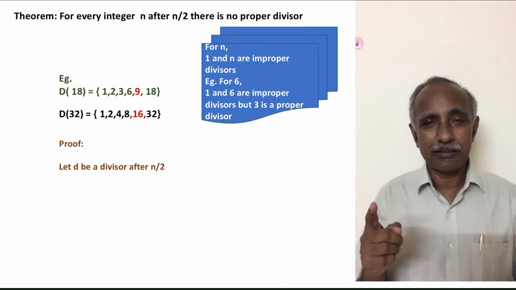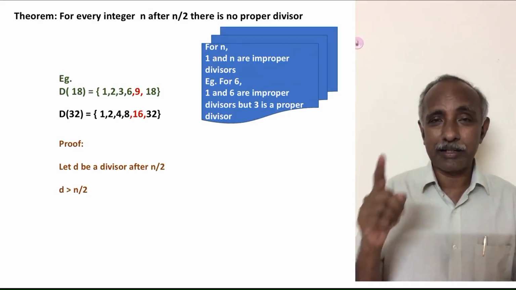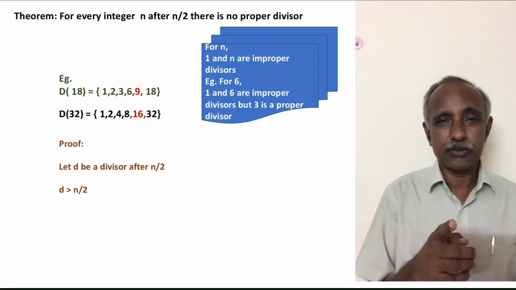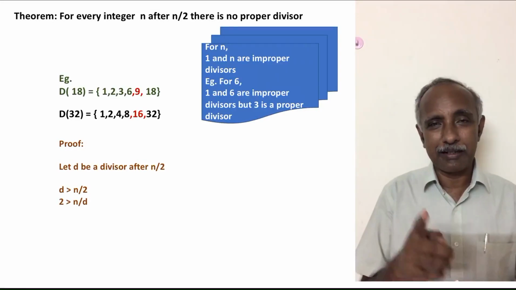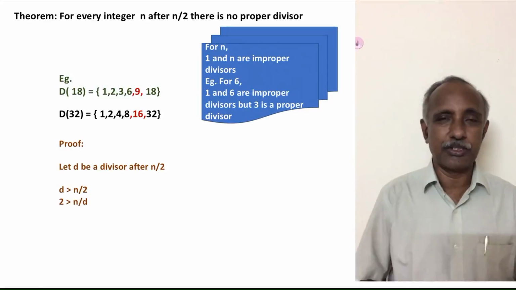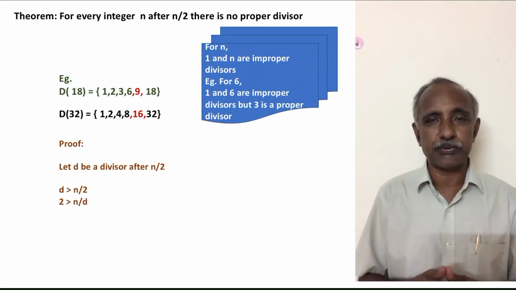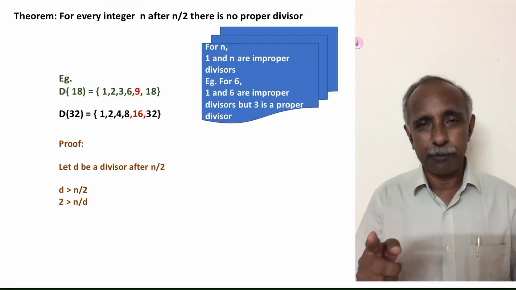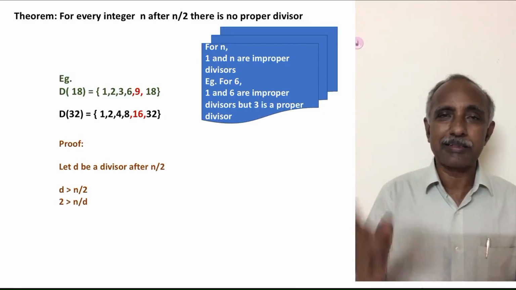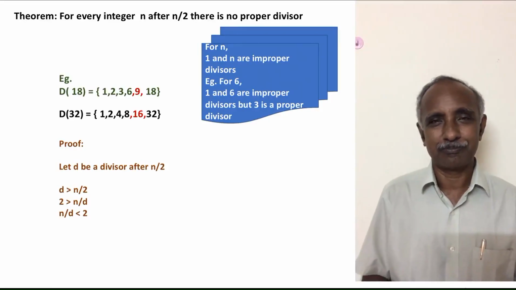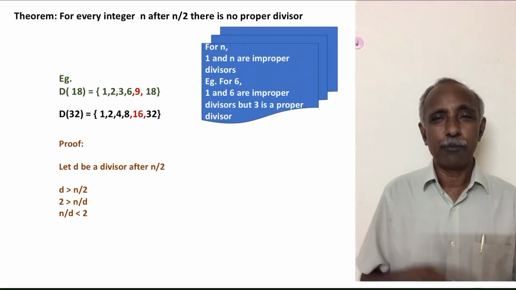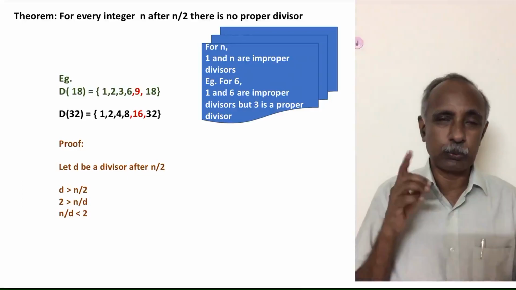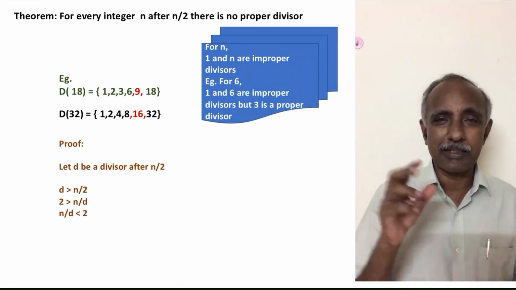2 is greater than d, d is greater than n by 2. That means 2 is greater than n by d. You can interchange these two because these two are positive numbers. So 2 is greater than n by d, or n by d is less than 2.